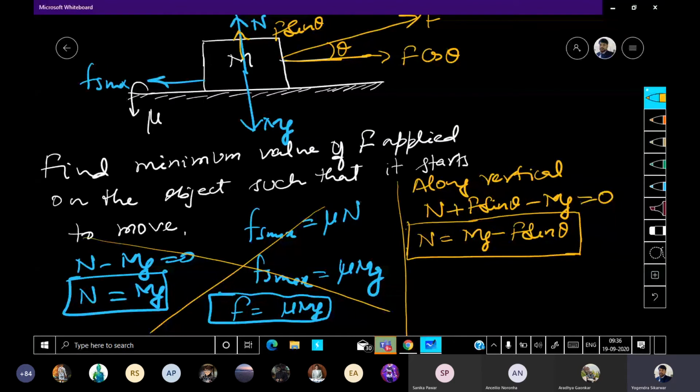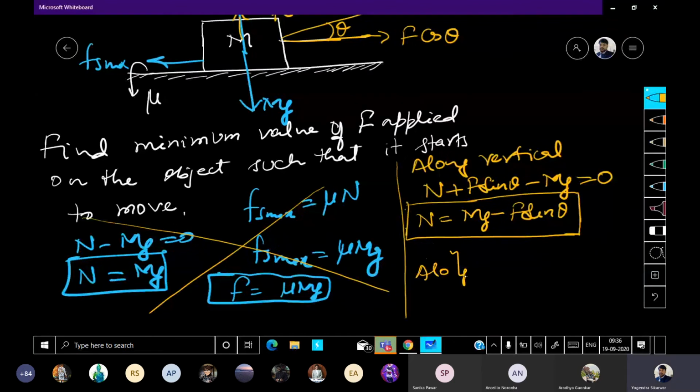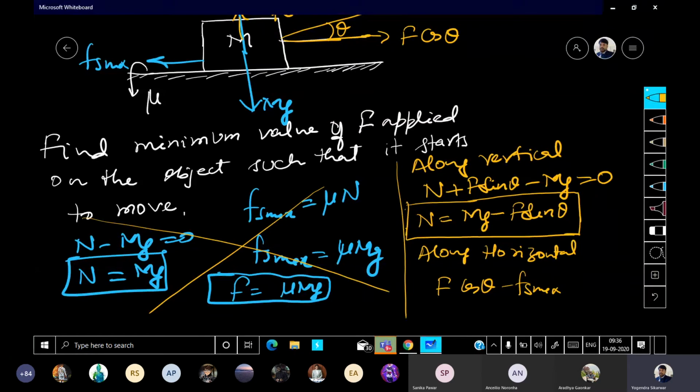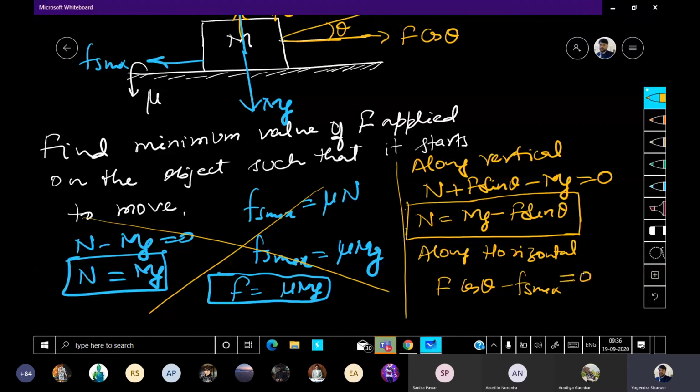Now along horizontal, what you can see is F cos theta, which is along the right direction, minus fs max, which is along the left direction, and the object is just moving. So we are considering acceleration almost equal to 0. So let us put it equal to 0. So F cos theta minus fs max is equal to 0.